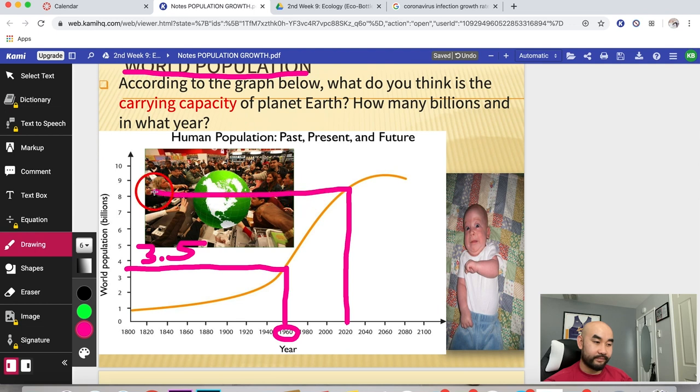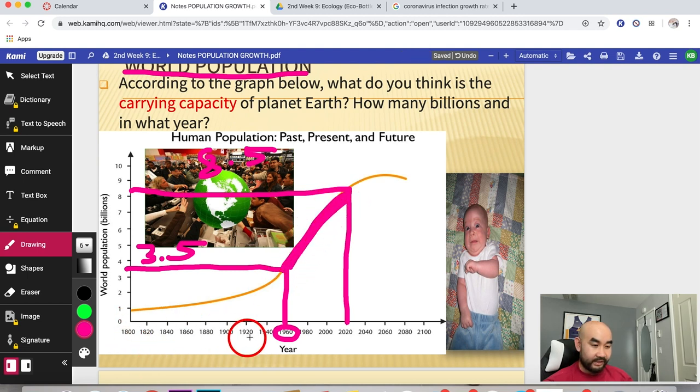Trace over. 8.5. 8.5. How many years is that? That is 60 years. Right now, is that 60 years? Yeah, that's 60 years. Within 60 years, we have doubled our growth rate.